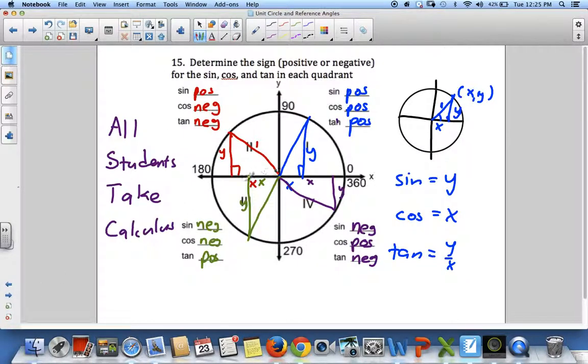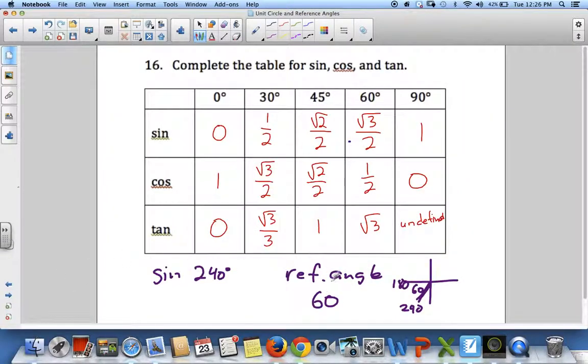So in quadrant 3, the sine is negative. So the answer to this is going to be negative whatever this number is. So negative square root of 3 over 2. Usually what people do, they'll write the square root of 3 over 2, then they'll check and say, oh, it's negative, and there we go. That's our answer. So let's see how that works for this one here.